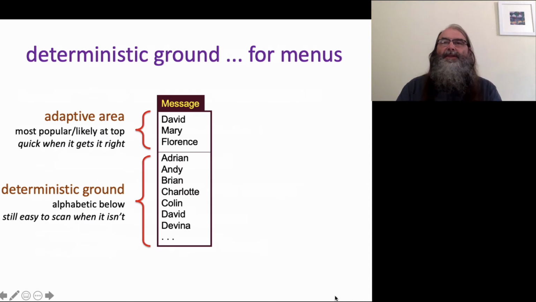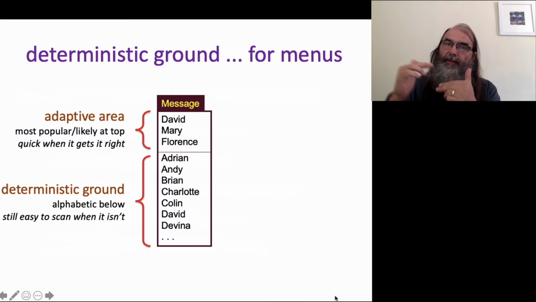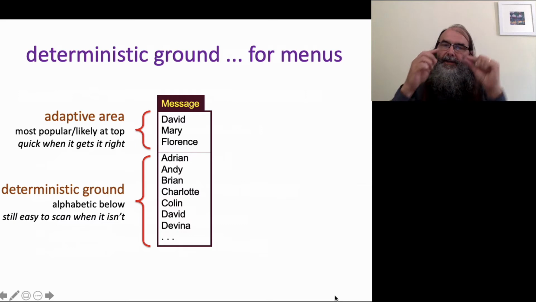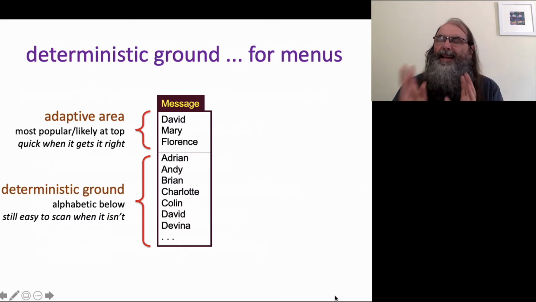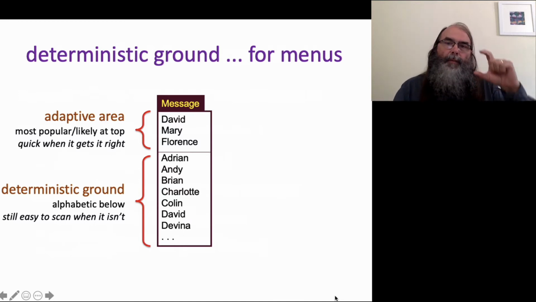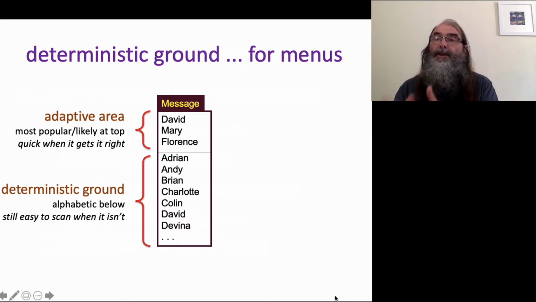So, deterministic ground. Let's look at a menu here. This is a very classic example, an adaptive menu, the sort of thing you see with fonts. What you've got is an adaptive area at the top, with the people that the computer thinks you're most likely to want to send a message to. Perhaps the people you've most recently sent to, or the people you've most often sent to, have been put at the top. But crucially, below that, there's an alphabetical list. So it's the deterministic ground, the thing that isn't going to adapt.